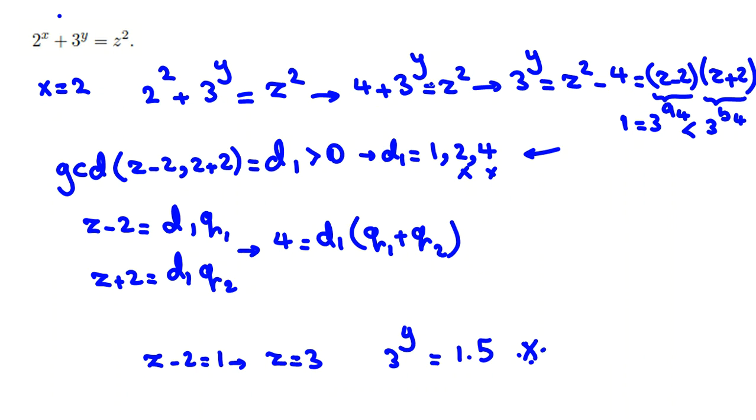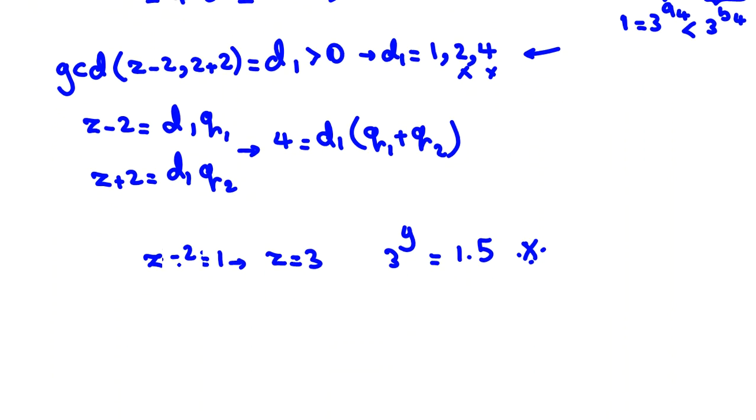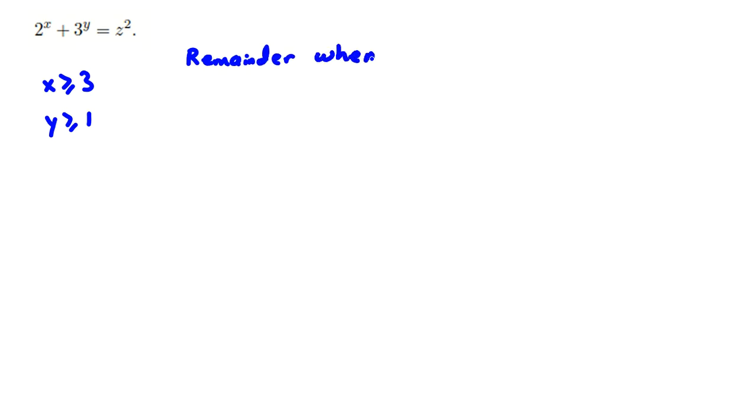Now we've proved that we've considered all the cases x equals 0, 1, 2 and y equals 0. So we can conclude what? Let's copy the main equation, paste. x is at least 3 and y is at least 1. So here I consider the remainder when divided by 8, or mod 8, the students know mod.